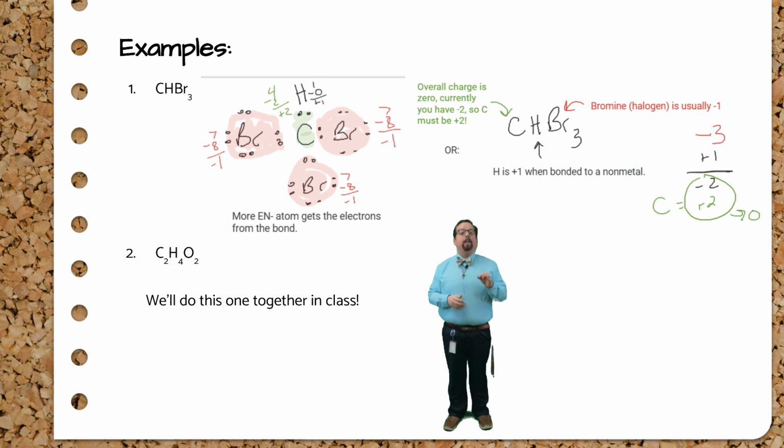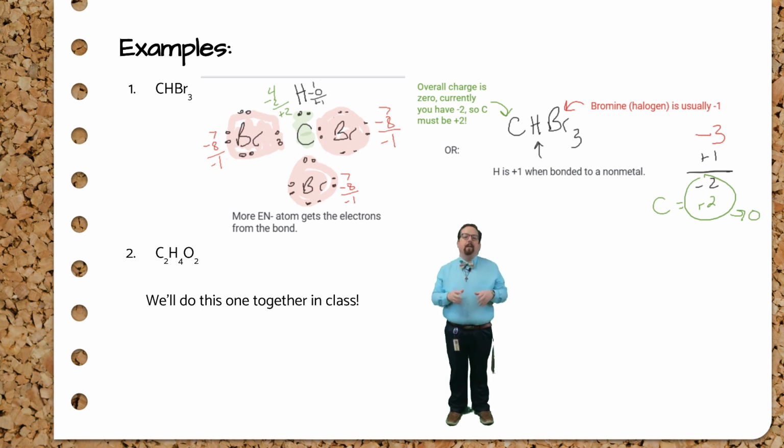If you want to use the shortcut method, we'd look at our shortcut rules. There's no rule for carbon, so we can't figure that out quite yet. Hydrogen is always +1 unless it's bonded to a metal, and there's no metal here. Bromine is -1 unless bonded to an atom with a higher electronegativity, and it's not. So we know the overall sum has to equal 0, and we have 3 -1s and 1 +1. Currently, our overall sum is -2, which means the carbon has to be +2 to cancel that out.